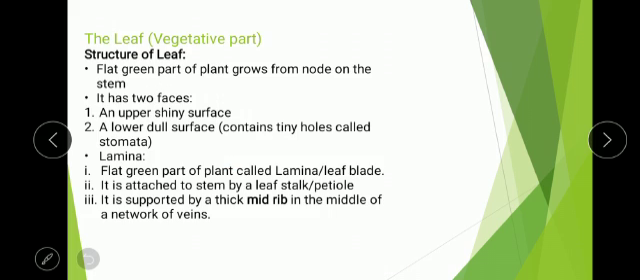Now come to the third vegetative part, the leaf. It is the flat green part of the plant that grows from the node on the stem. It has two faces, an upper shiny surface and a lower dull surface. The lower dull surface contains small holes called stomata, which help in gaseous exchange.